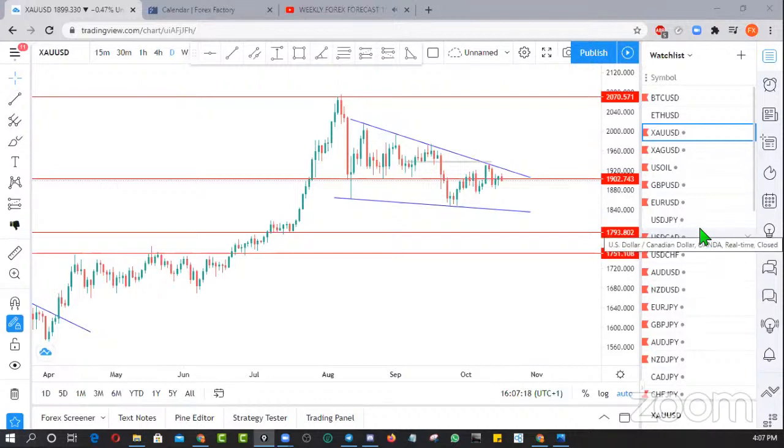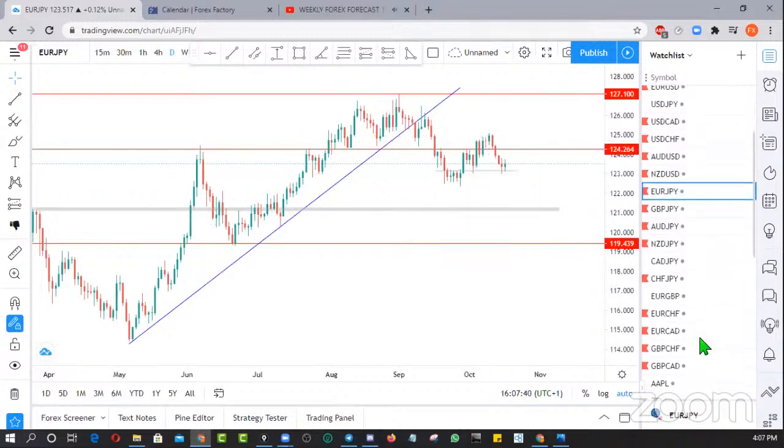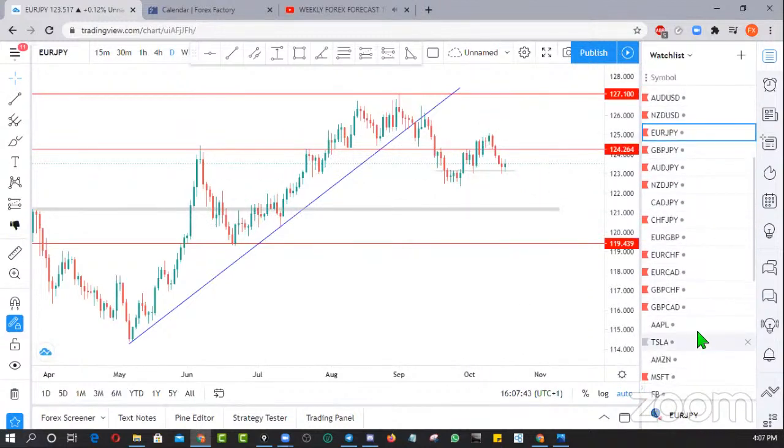I traded a lot of currency pairs last week. I traded at least 5 currency pairs, and I had 1 losing trade, while the remaining 4 trades were all profitable, which means I got 4 winning trades and just 1 losing trade. I traded the euro pair against the Japanese yen, and I traded the euro pair against the Canadian dollar as well. Let's check that out.